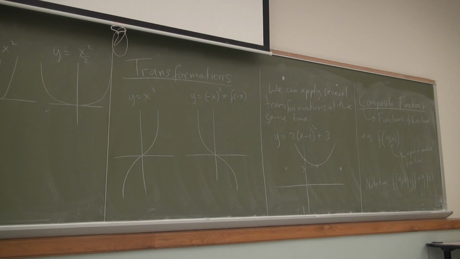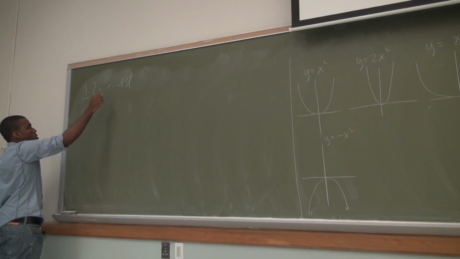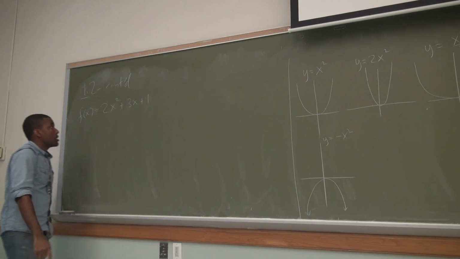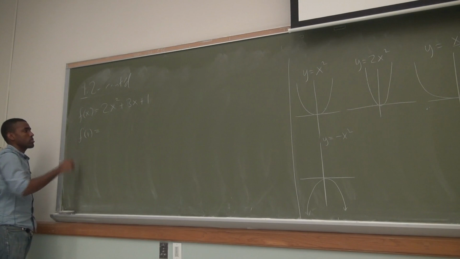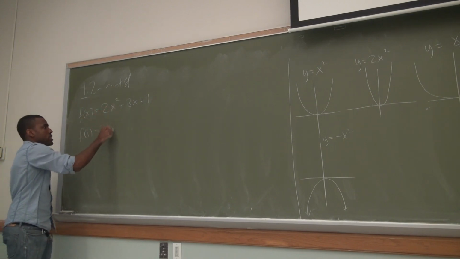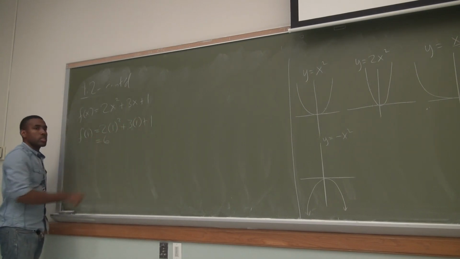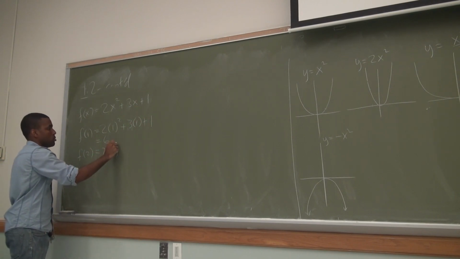So for example, if I say f of x equals 2x squared plus 3x plus 1, then if I ask you what is f of 1, what is that? You plug in 1 for all the x. Whenever you see an x, you put a 1. That's just 6. If I say f of 2, plug in 2. 8.